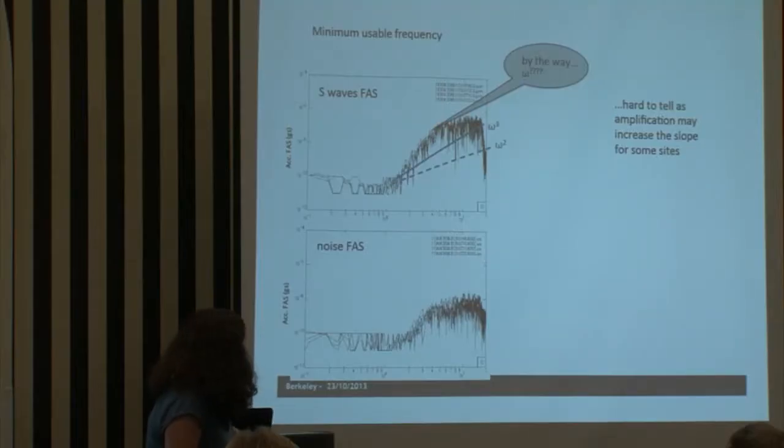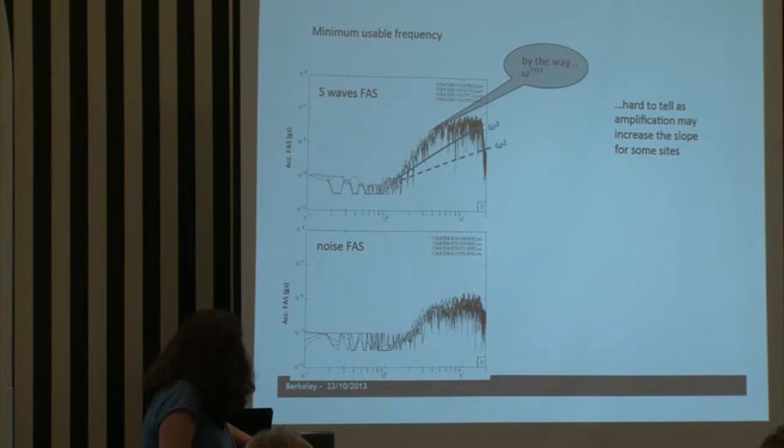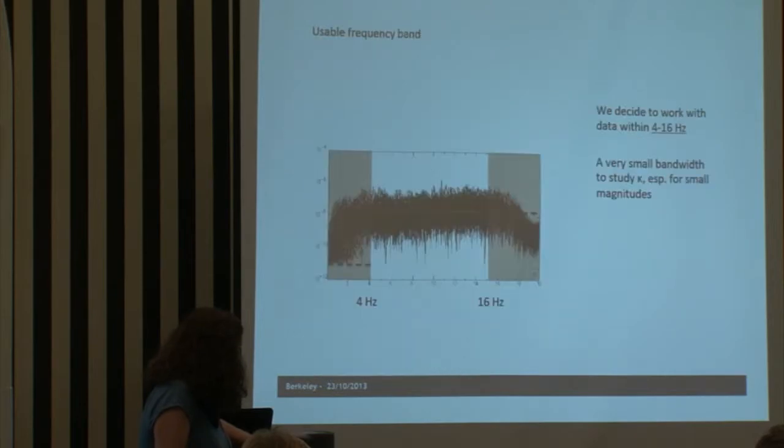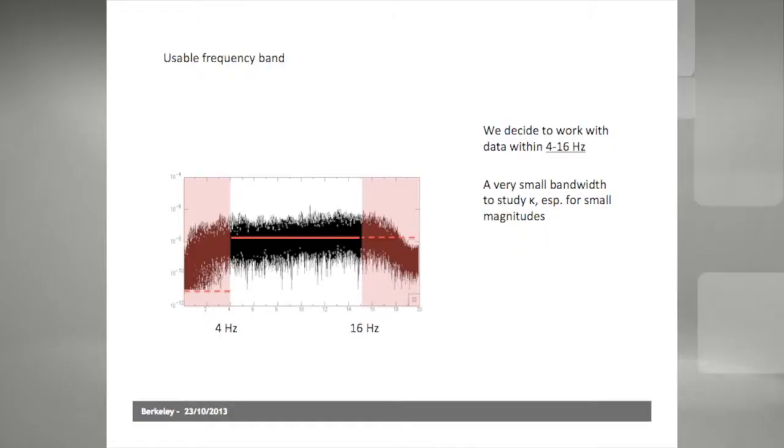I'm not sure if the omega square model is what we should be comparing to, because sometimes the slopes seem to be like omega 3. This one seems like it might be much steeper, and there's always the possibility of high frequency amplification in there, so it's a difficult question to tackle, but I want to put it out there that maybe it's not the typical omega square model.